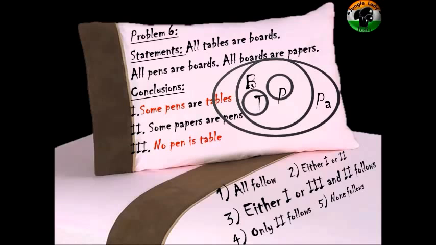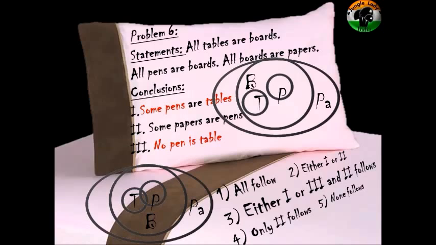Now we are going to draw the little brain diagram for the same statements. So all tables are boards, what I have to do, tables inside, boards outside, no other way, right? Now all pens are boards. Okay, so pens should be drawn inside boards. Now I'm using my little intelligence, like there is a possibility for the pens and the tables to get intersected, right? So I drew it this way. Next one is all boards are papers. So for this, this could be the only way, right?